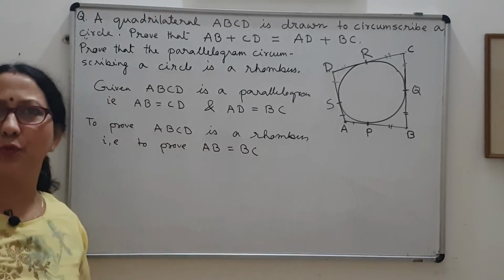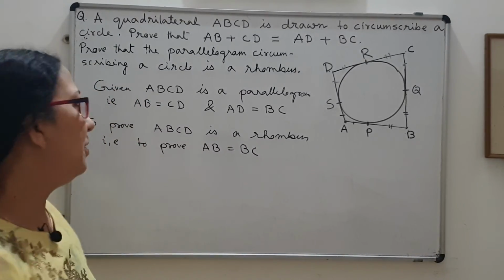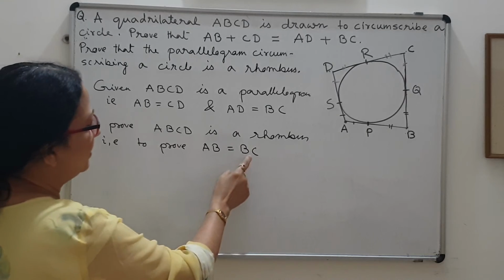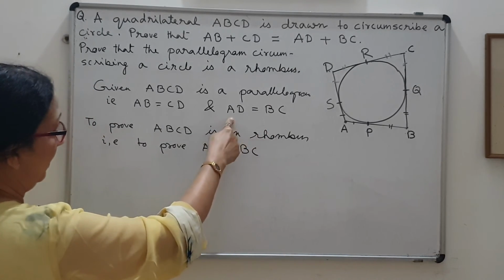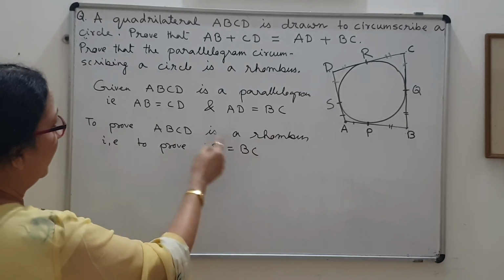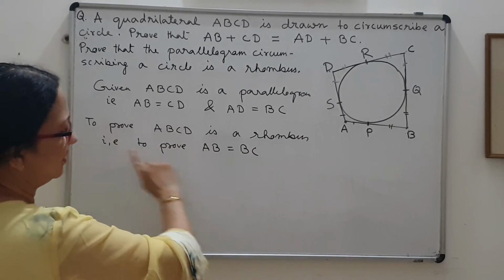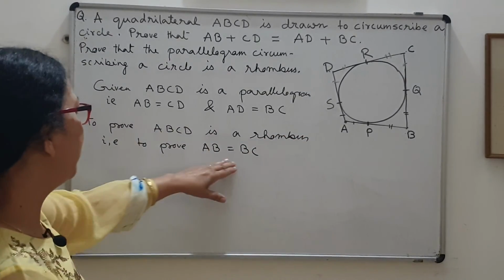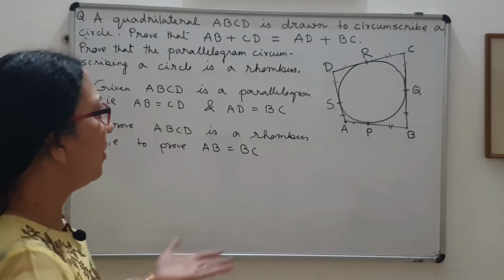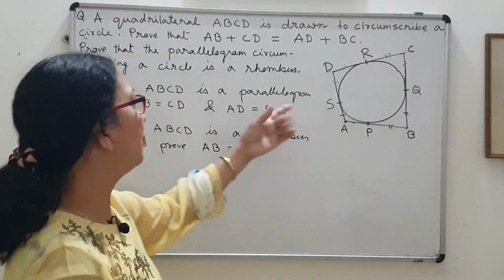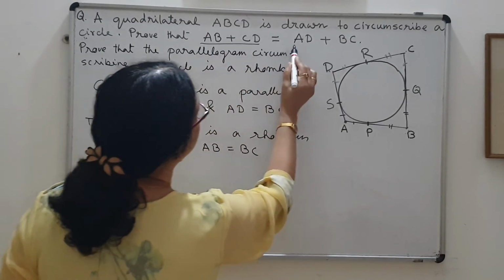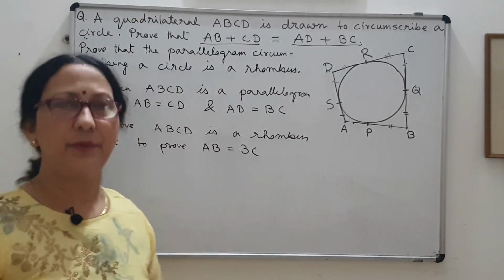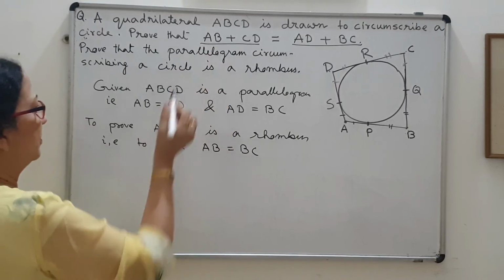This is sufficient to prove, because any two adjacent sides being equal is enough. If AB is equal to BC, and since BC is equal to AD, obviously this will be equal to AD, and then AB is equal to CD, so all the sides will be equal. So this is sufficient. Now in proving this question, first of all we have to prove that the sum of the opposite sides are equal, like I have shown you. So we start from this.